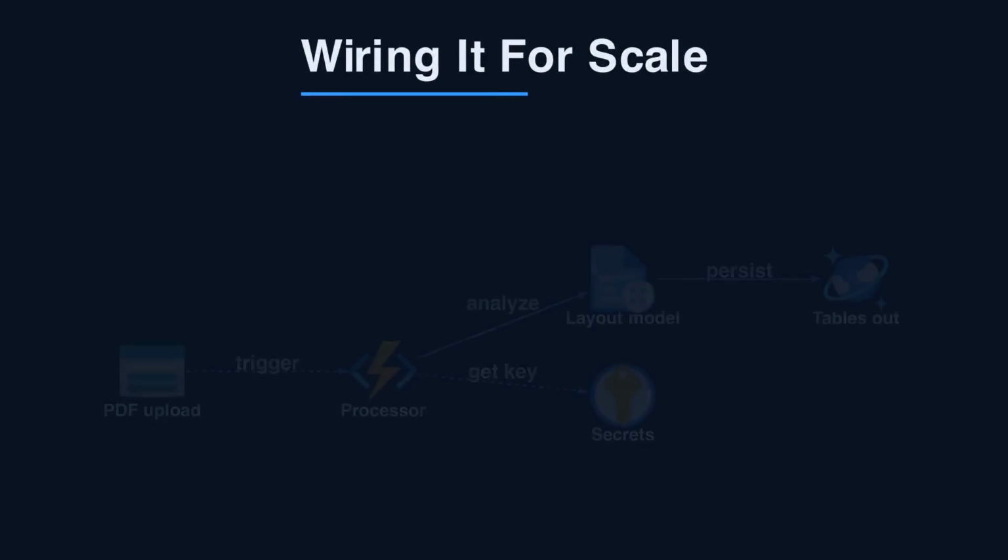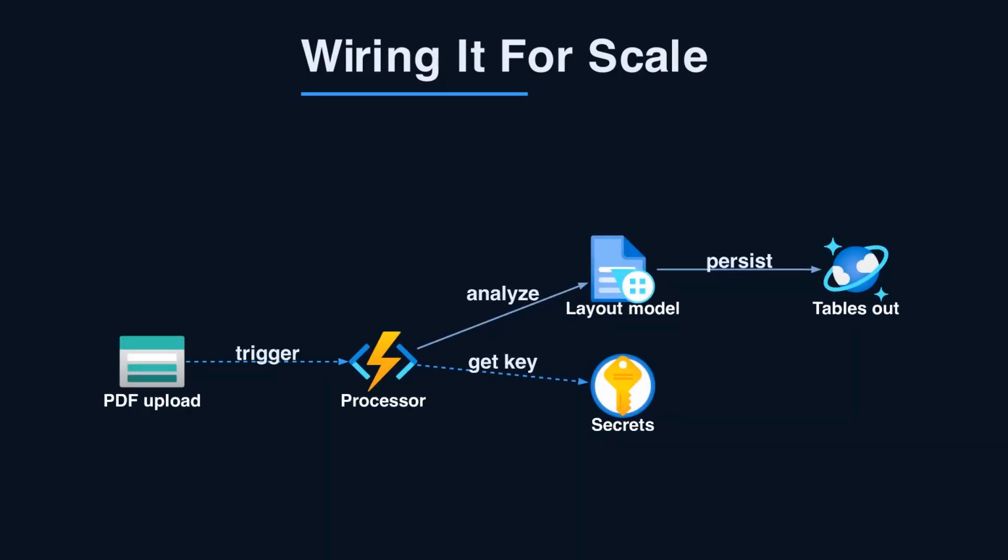In production, you rarely call the service from a laptop. A common pattern: documents land in Blob storage. An event grid trigger fires an Azure function. The function calls document intelligence, and the structured tables get written to Cosmos DB or a database for downstream querying.